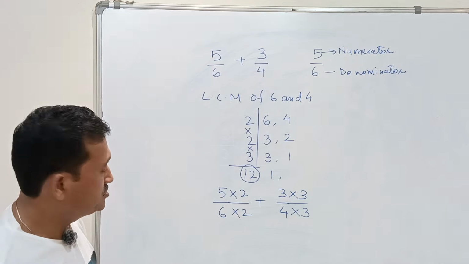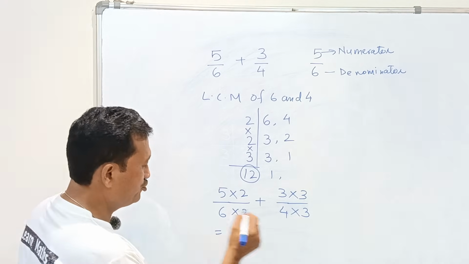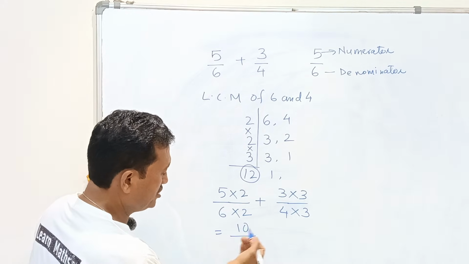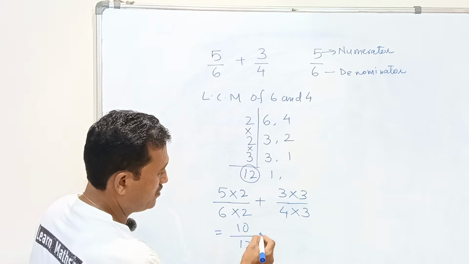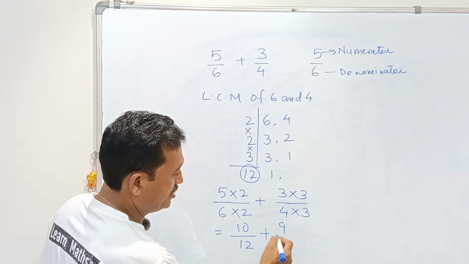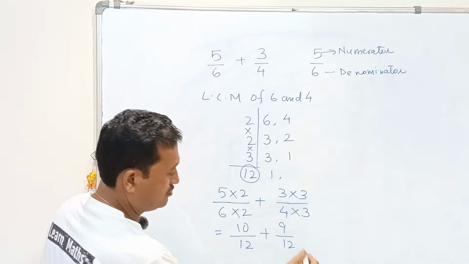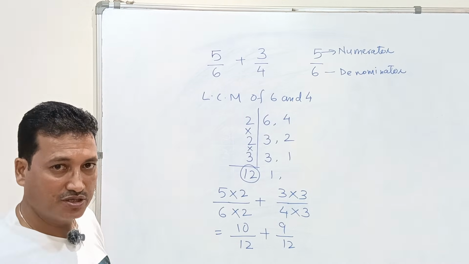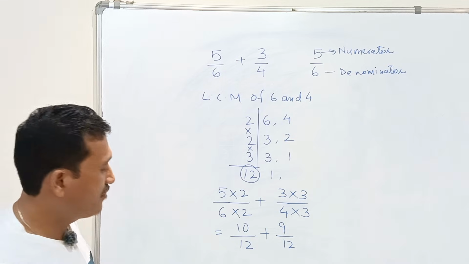Now both the fractions will have the same denominator. 5 into 2 is 10 and 6 times 2 is 12. 3 times 3 is 9 and 4 times 3 is 12. Now you can see that both the fractions have the same denominator. Now it's easy to add such kind of fractions.